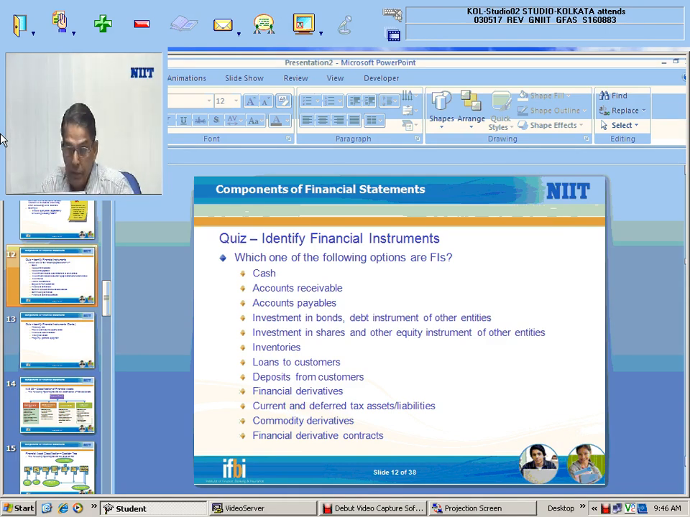Shivam Jindal, you are correct. Deposits from customers. Is it a financial instrument? Banks taking deposits from customers. Divya, you are correct. Yes, it's a financial instrument, it's a financial liability.